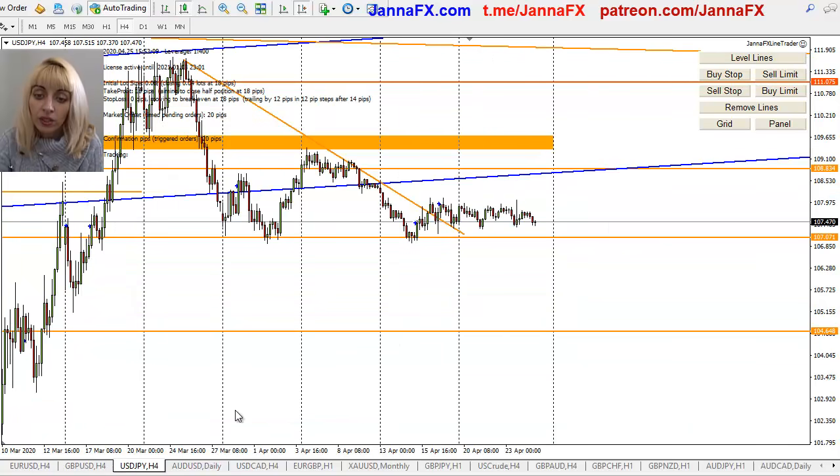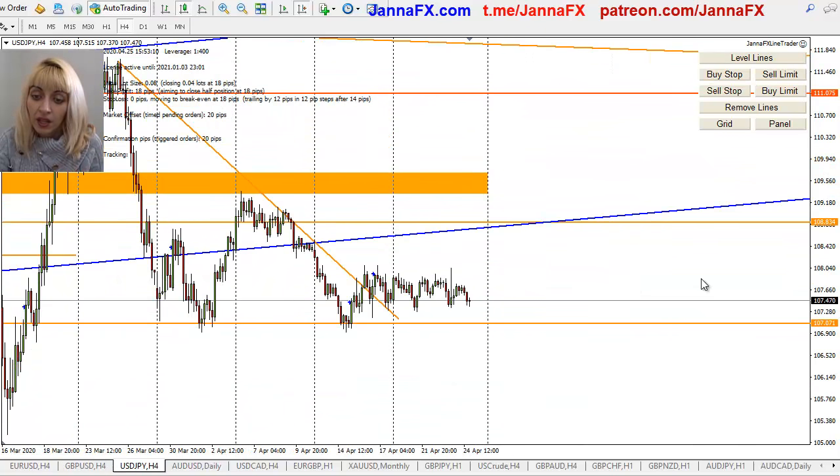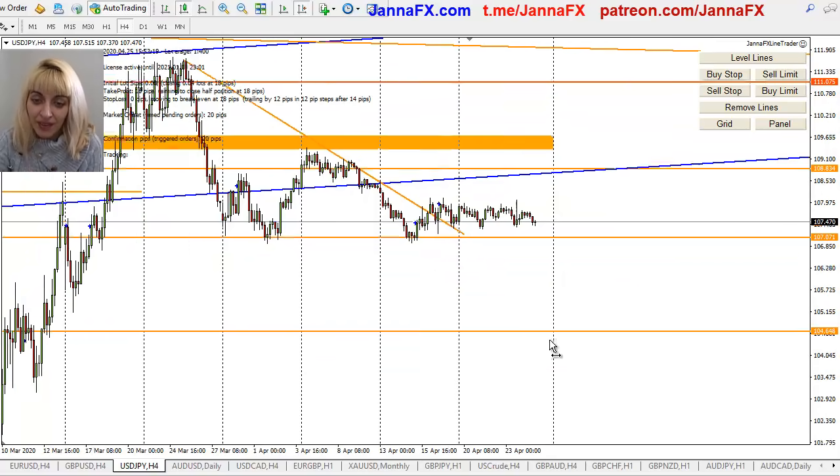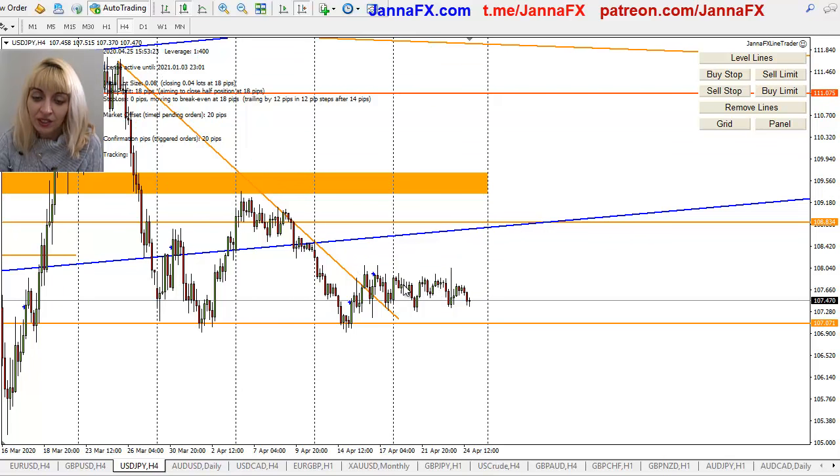Now dollar yen. Dollar yen has pretty much had nothing happening all week. It just had a very big consolidation. I actually still had orders. First I had a buy, and then I placed the sell order, and it was not triggered all week. So what's going to happen? I have no idea. Once again, a little bit more news.